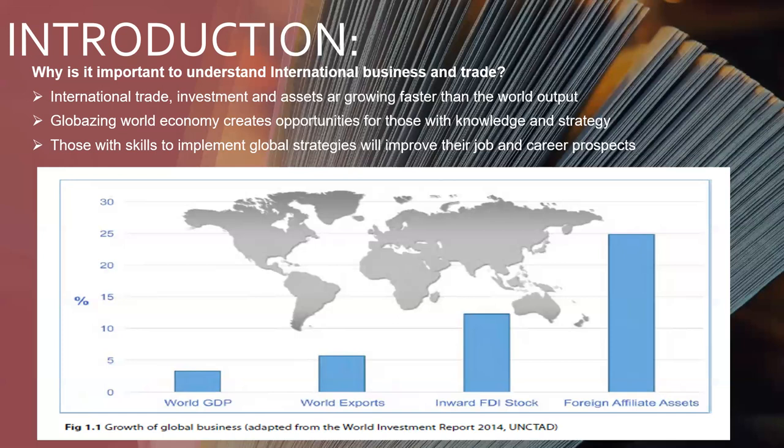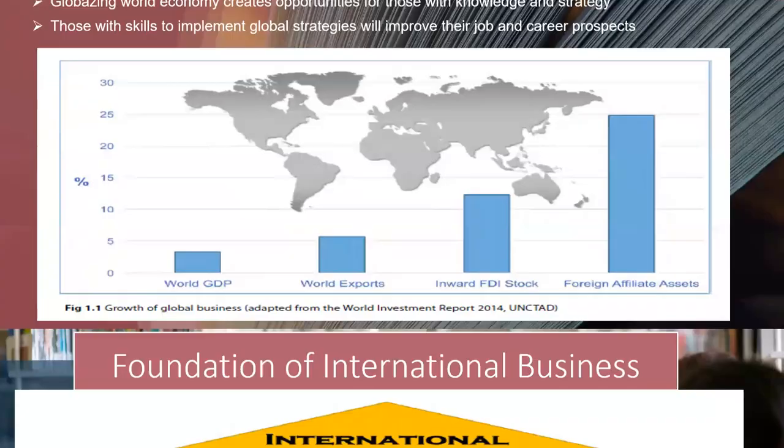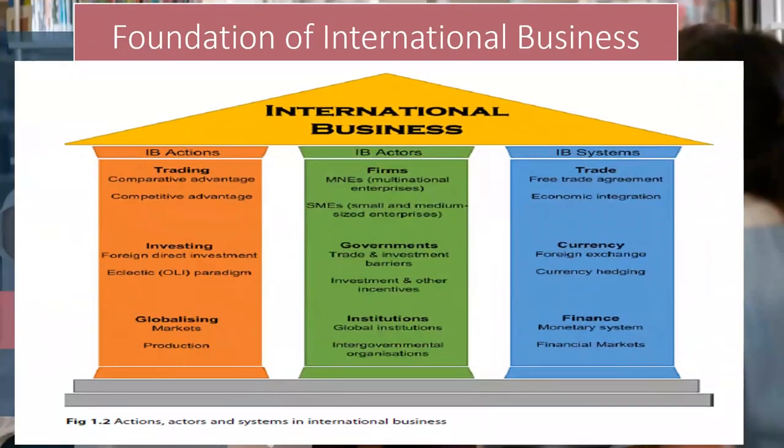Globalization also has its own challenges, and one of those is that some of the local industries will collapse because cheaper and the same quality of imported products are present in the market. And there are some terms that you should also remember along with globalization and international trade. So one of these is international business.